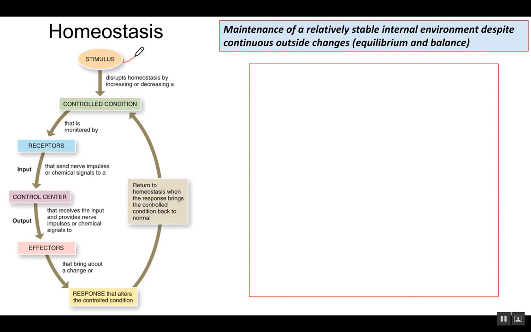A good example is temperature. If the temperature in the body reaches too high, the body can be harmed. High temperature disrupts enzyme activity and how the body works. So we have to be able to monitor that controlled condition. In order to monitor a controlled condition, we use what's called receptors. Receptors are structures within the body, often attached to neurons, that can detect different internal conditions.